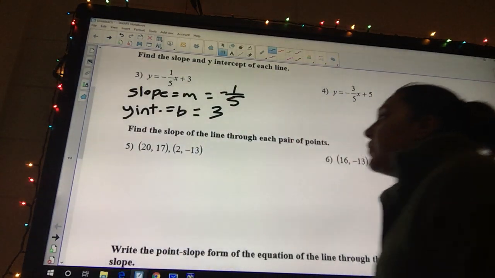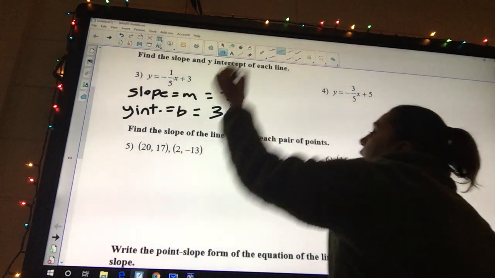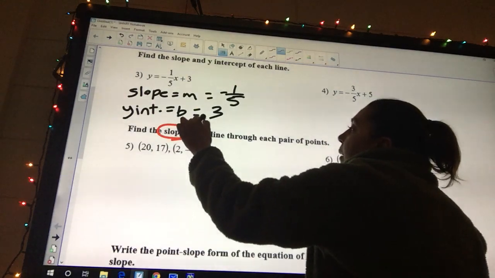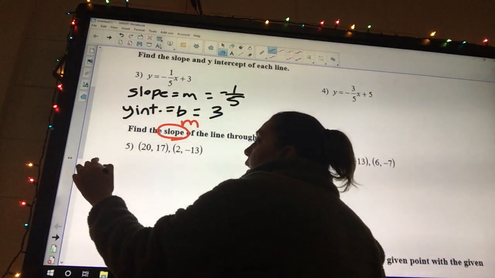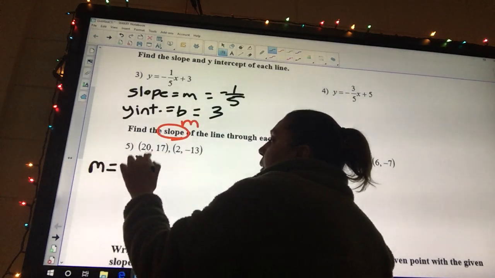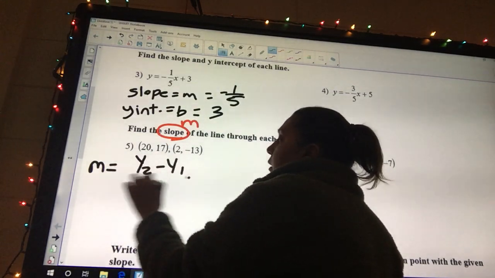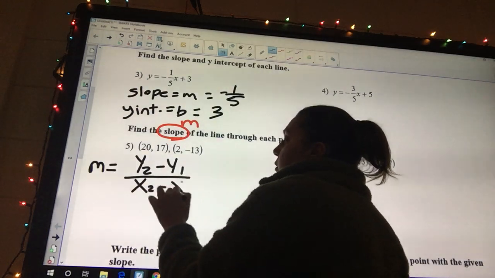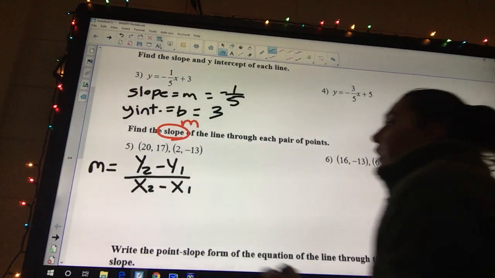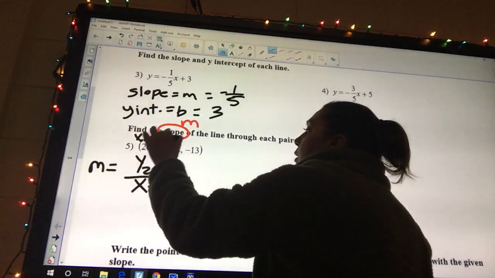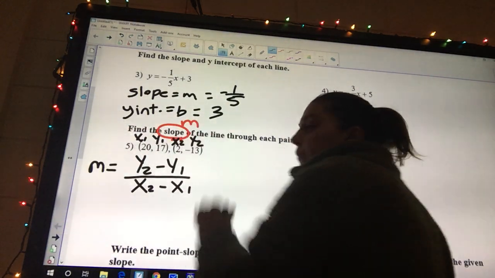The next one says find the slope of the line. So we need to find m. That's what we're looking for. I have to use this formula: m equals y2 minus y1 over x2 minus x1. And we're going to go ahead and label these x1, y1, x2, y2.